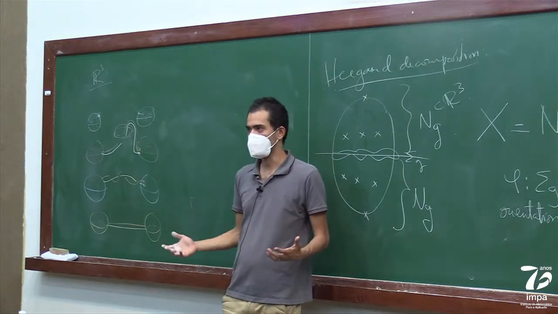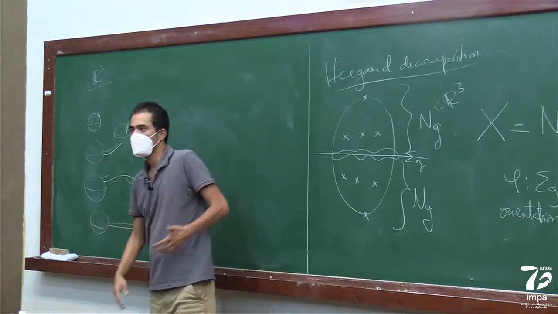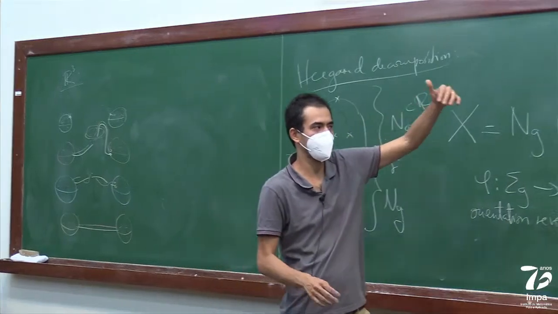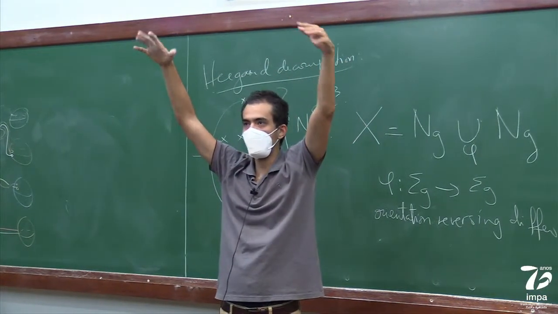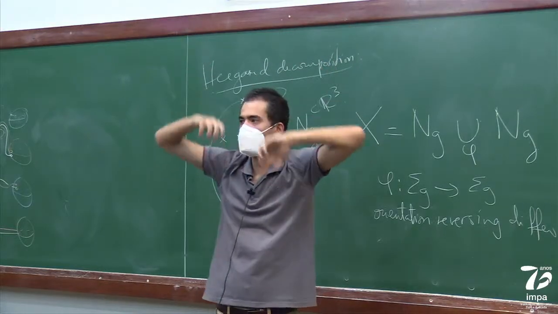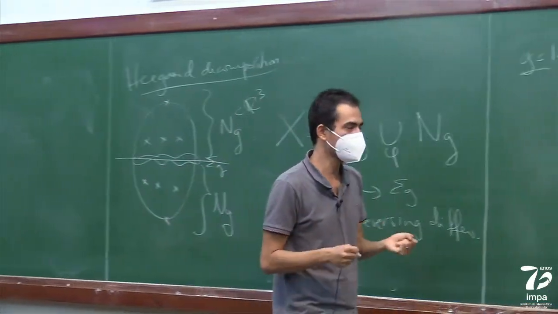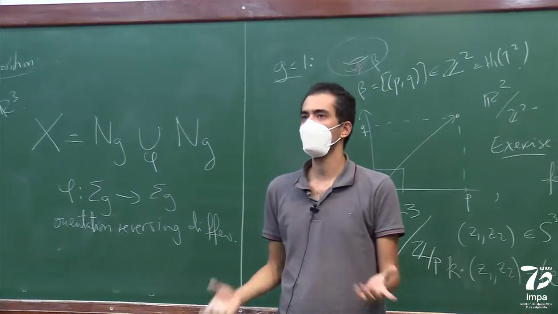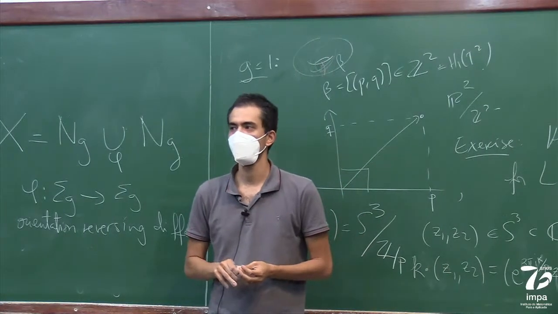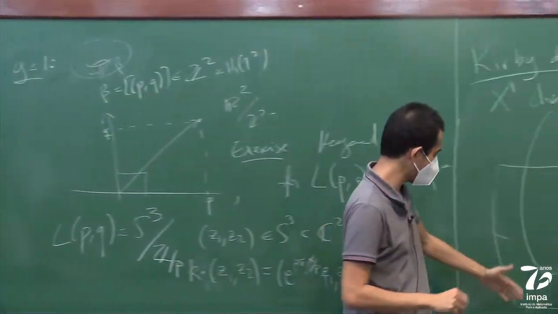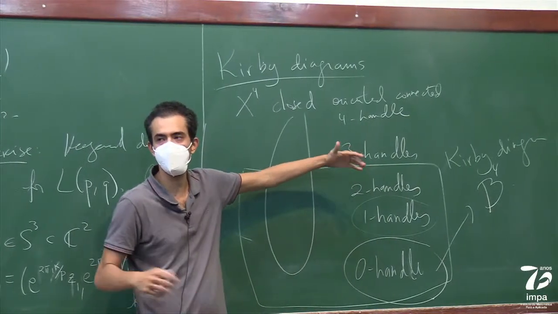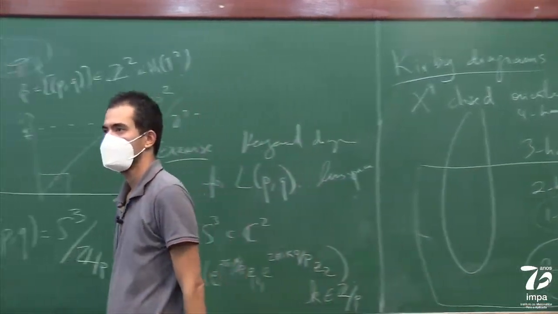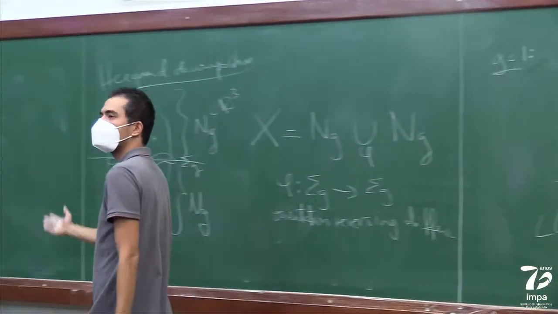But it's true. Once you have a diagram like this, there exists a way to attach three handles so that at the end, you get back to your S3 that you can close up with a B4. But not only that, there's a unique manifold that you obtain with this procedure. So that implies that this Kirby diagram is sufficient to describe a four-manifold. So that's what a Kirby diagram is.